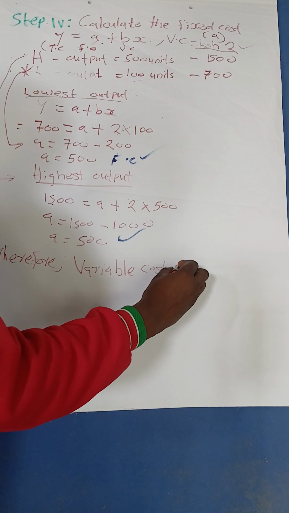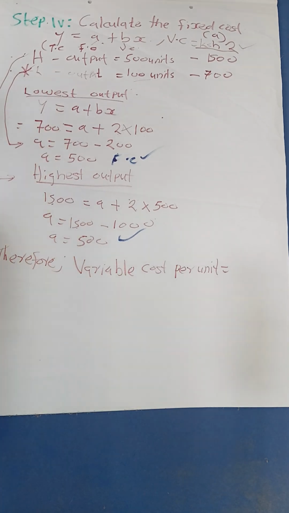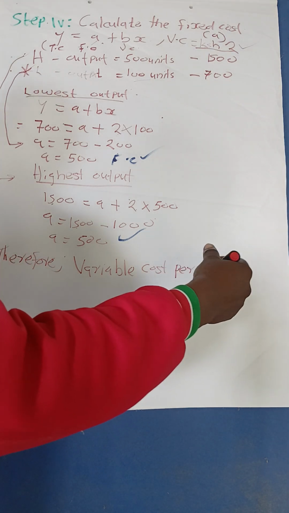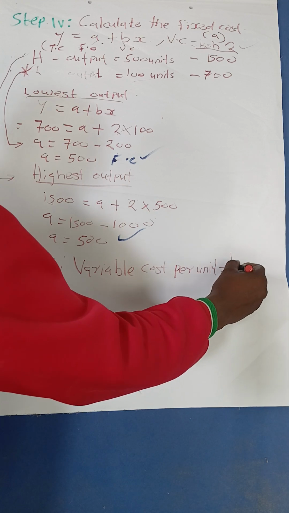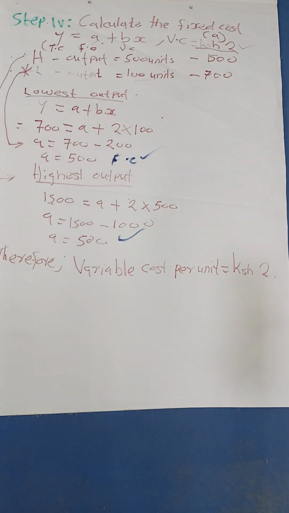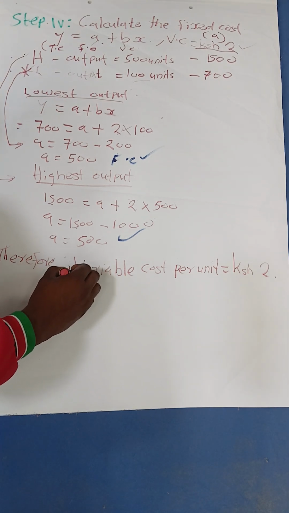Variable cost per unit will be in whatever currency applies, depending on where you are doing this, maybe in Kenya or wherever you are watching from. For me, I can say Kenyan shillings. And we say the variable cost is the cost that will keep changing depending on the level of activity. Today it can be 5 shillings, tomorrow it will be 10 shillings. It will keep changing.